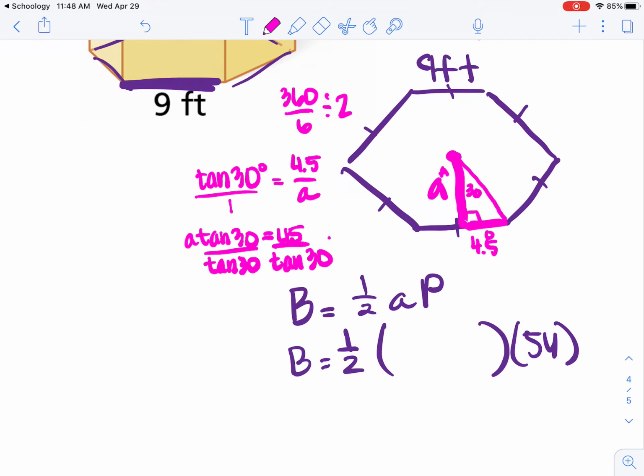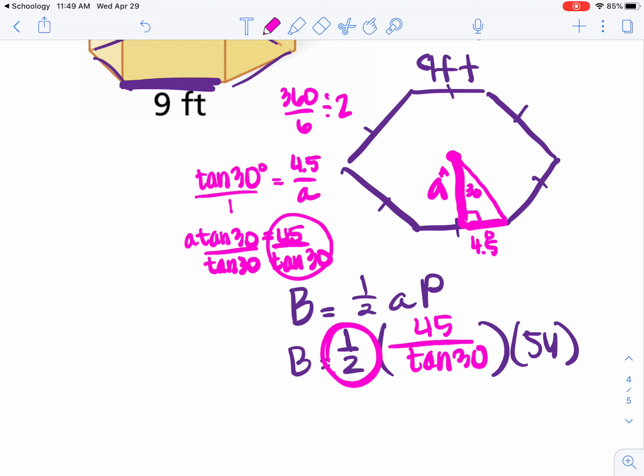Some people on their formative were changing this into a decimal and then getting another decimal and then getting another decimal. And what you're doing is you're rounding too soon, and then your next answer is going to be rounded again, so it's a little bit off. So I would leave this as this and put it in your calculator.